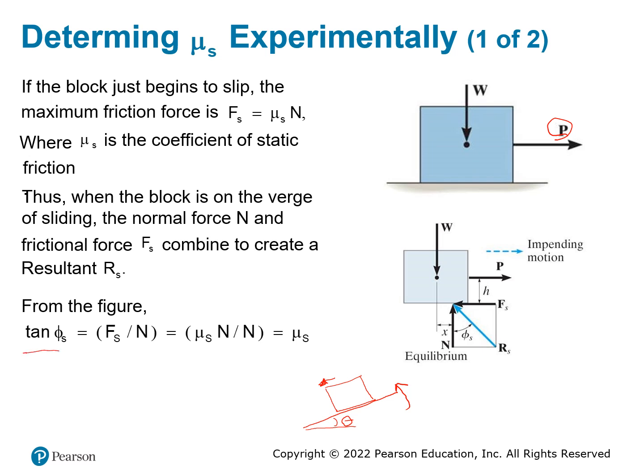The tangent of this angle, which is this angle here, is going to be your static friction coefficient. This is how we determine the friction coefficient experimentally by using this very simple setup. We can analyze it to understand where this comes from.